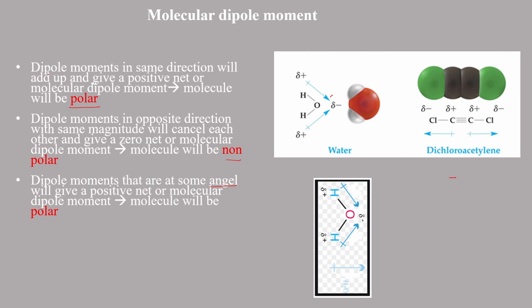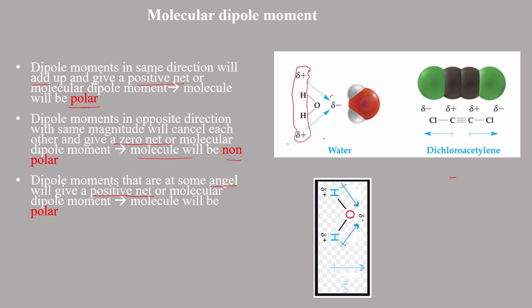So far what we have learned is that dipole moments in the same direction will add up and give a positive net or molecular dipole moment, and the molecule will be a polar molecule. Dipole moments in opposite directions with the same magnitude will cancel each other and give you a zero net or molecular dipole moment, and the molecule will be a nonpolar molecule. The dipole moments that are at some angle will give a positive net value or molecular dipole moment, and the molecule will be polar. So the molecular dipole moment shows the net dipole moment for the entire molecule, and it points from the partial positive end of the molecule. Like for instance, here you have the partial positive end for the water molecule.